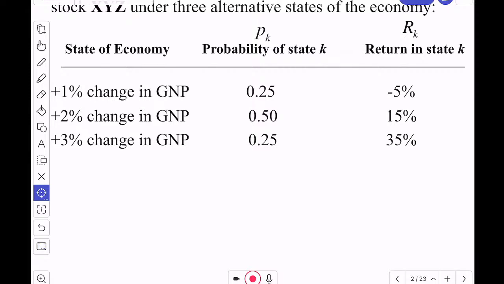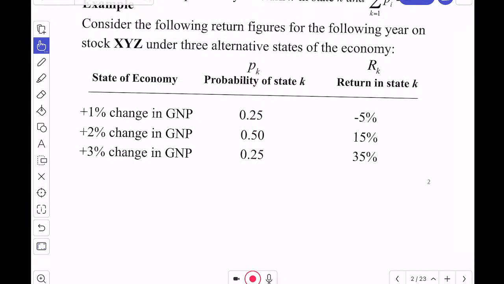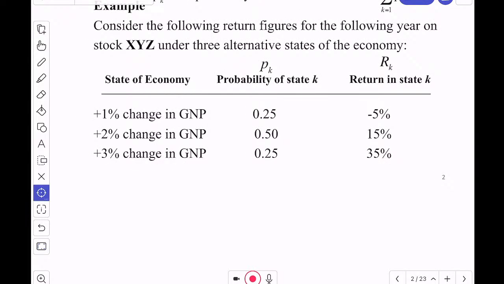Obviously, last year was not an average year. But this is what historically we would look for, about 2% on average. And this would be a great year, 3% change in the gross national product. The 2% change is more likely, it's a 50% chance, and these are 25% each. And the returns look like this. So what you want to do now is calculate the expected return and the standard deviation of returns.